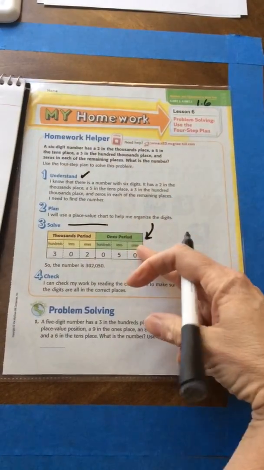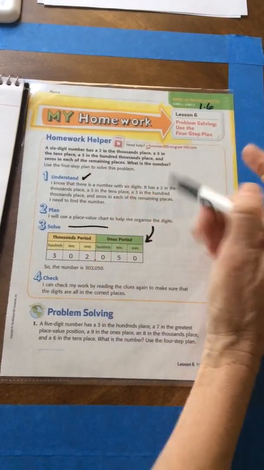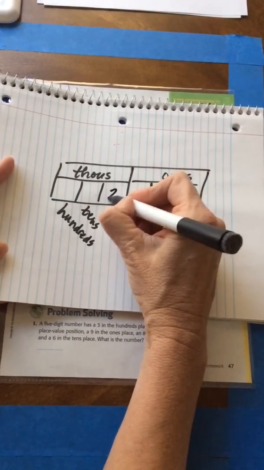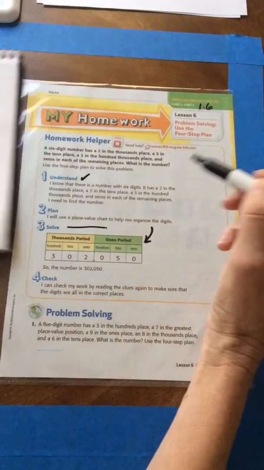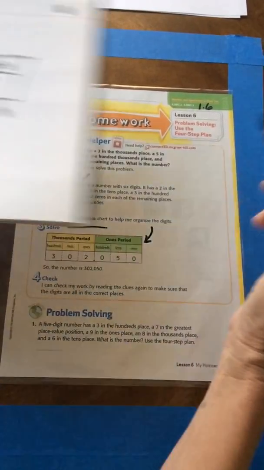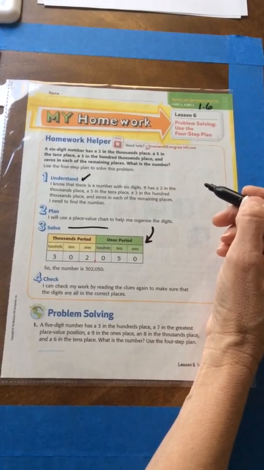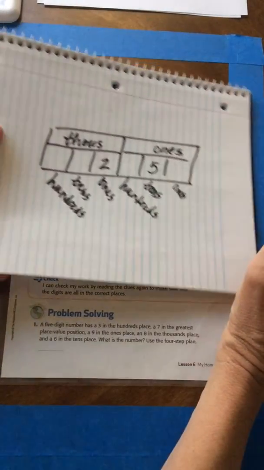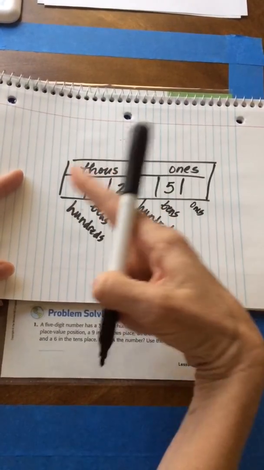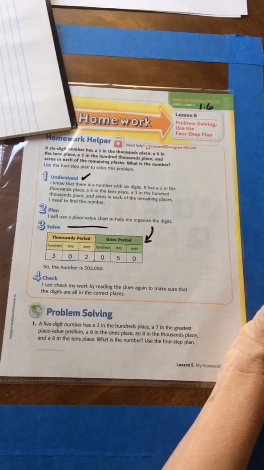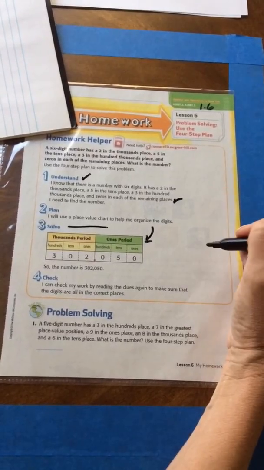So when you're organizing this information, you say, hey, it has a 2 in the thousands place. A 2 in the thousands place. It has a 5 in the tens place. 5 in the tens place, okay? It has a 3 in the hundred thousands place. Not the hundreds, but the hundred thousands place. One number 3. And zeros in each of the remaining places.